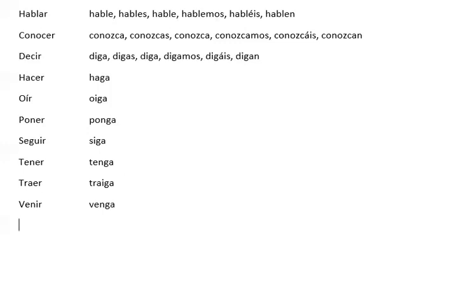Ver. Veo. This one's a little bit unique. It becomes veo, the E is on there. Normally you would have V as your stem in the present indicative and drop the ER and add o. Here we keep the E still. And in the subjunctive, it's going to be in every form: vea, veas, vea, veamos, veáis, vean.